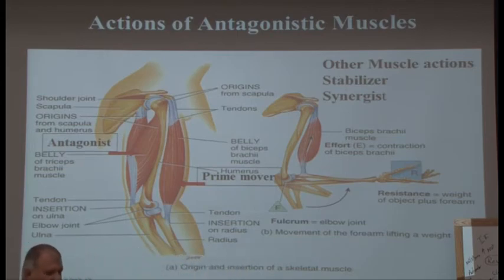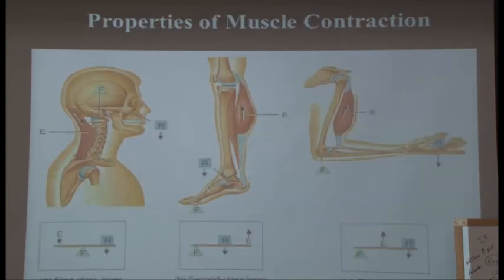So actually when you're doing a curl, you're using more muscles than just the prime mover and the synergists. You're using muscles that stabilize the scapula, keep it from being pulled forward by the force being created. So that's step one. What do we call these muscles when we look at them in a general action?